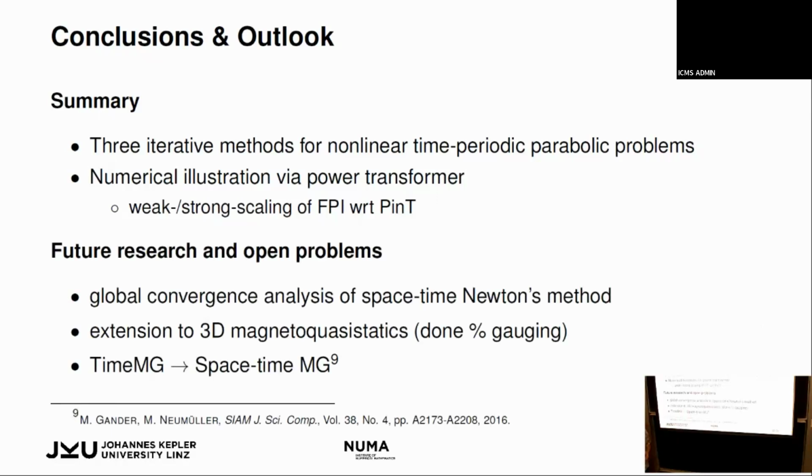Then, since H curl has a rather big kernel, you have to somehow fix that. So I just implemented a few methods of gauging. They all work, and the fixed point iteration and Newton's method work too. And then what also might be interesting is not only doing multigrid in time, but, as Martin Neumüller did, coupling space and time together into a space-time multigrid.